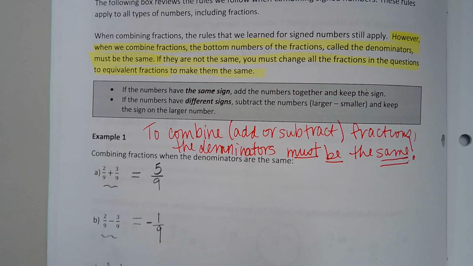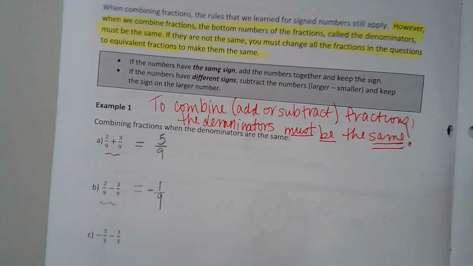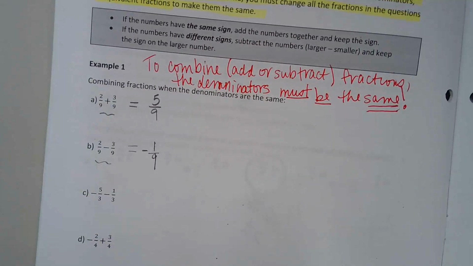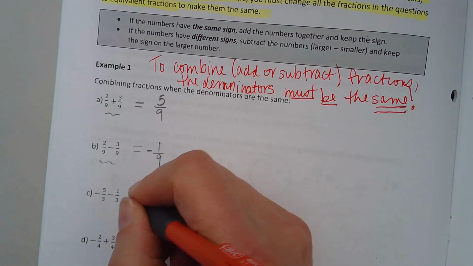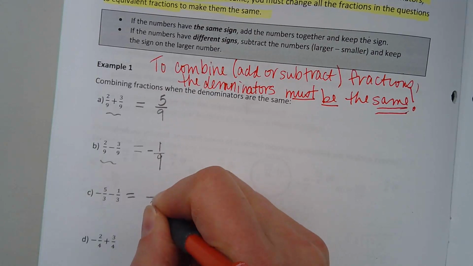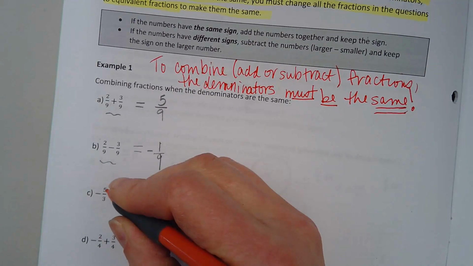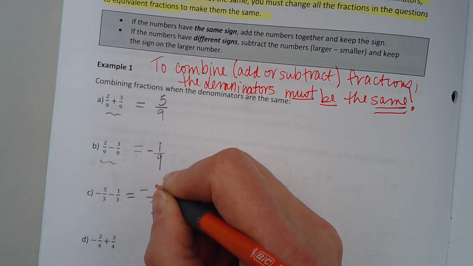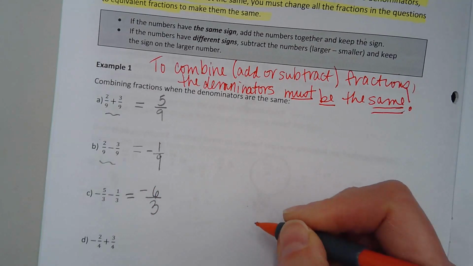Okay, let's go on. What do we have? Okay, so these are the same denominators too, so that's nice. I've got a negative 5/3 and negative 1/3, so I'm dealing in thirds. That's good. A negative 5 and a negative 1 is a negative 6. Agreed?